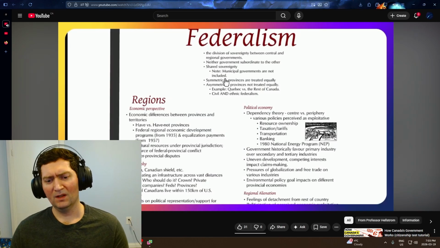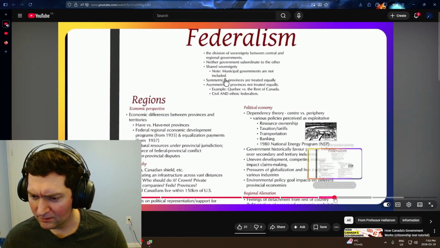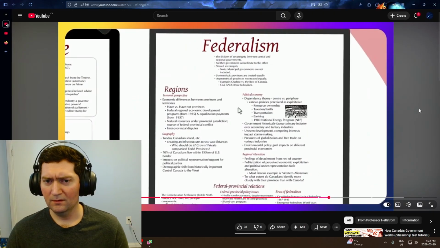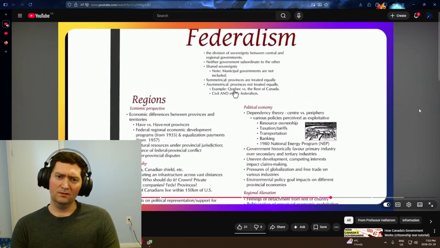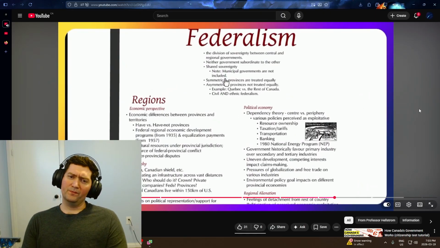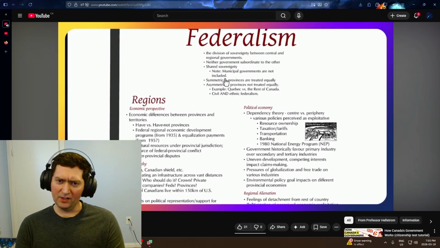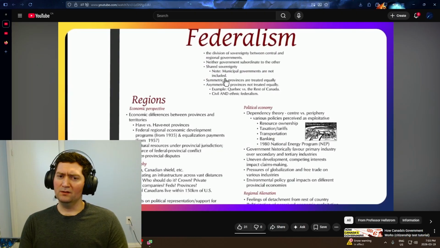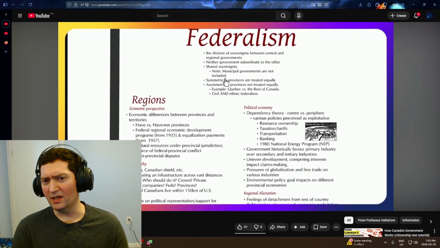Wait, let me hear that again. It's a very decentralized federation, more decentralized, generally speaking. So more decentralized means that the provinces control more authority than the states would in the United States.